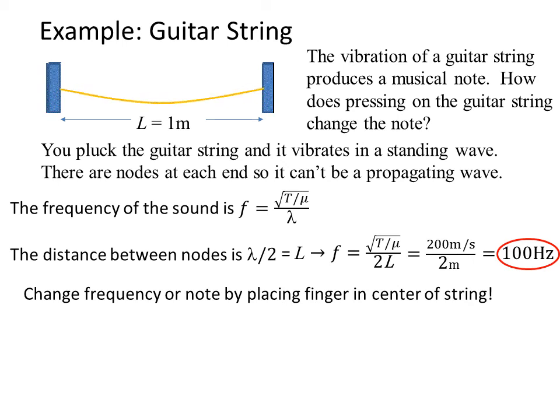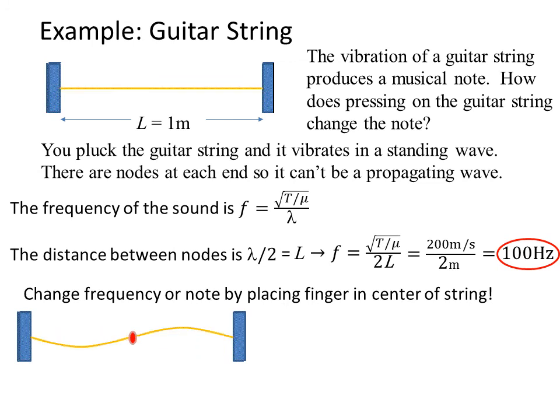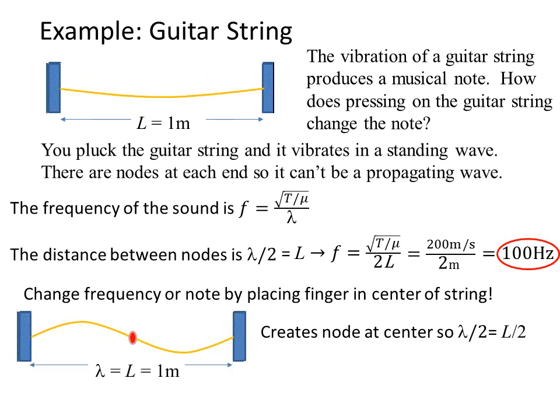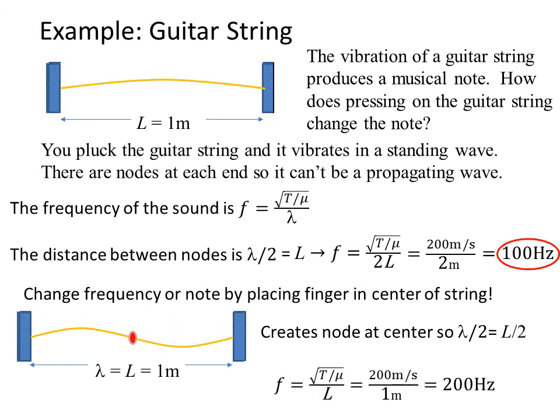We change the frequency or note by placing a finger in the center of the string. So we put our finger there in the center of the string, and then what happens is we have another node there. By adding another node at the center, the spacing between nodes is still lambda over 2, but now that lambda over 2 is equal to L divided by 2. So lambda is equal to L, which is 1 meter. So f is equal to the same 200 meters per second divided by 1 meter. So it's now equal to 200 hertz. So by putting your finger in the center of the string, you double the frequency.